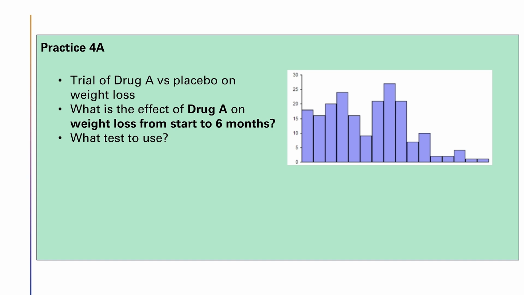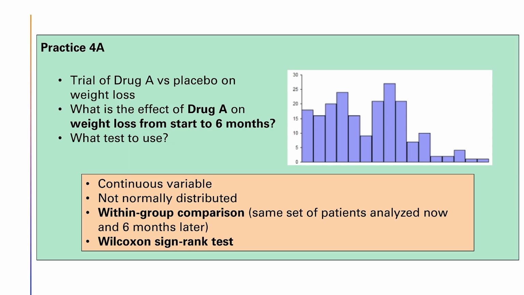Okay, so now we can see that we are analyzing a continuous variable that's not normally distributed. Hence, in this case, we have to use non-parametric tests. We also know that this is a within-group comparison, as we are comparing the weight of patients receiving drug A at the start of the trial to the weight of the same patients at 6 months. So for within-group comparison, the correct non-parametric test to use is the Wilcoxon signed-rank test.